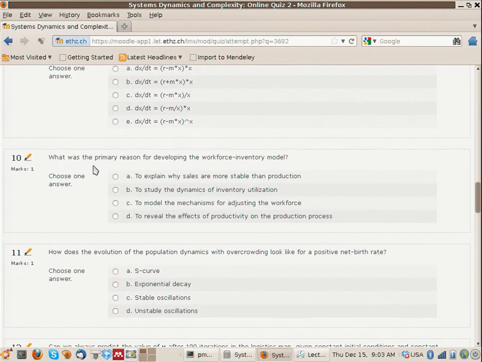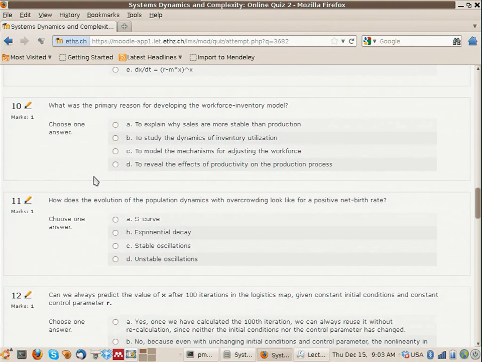What is the primary reason for developing the workforce model? Okay, that's it. I got a question. How important is it to remember the equations? Should we remember and write down the equations exactly, or should we just argue how it is related to parameter M? What would be easier for you?